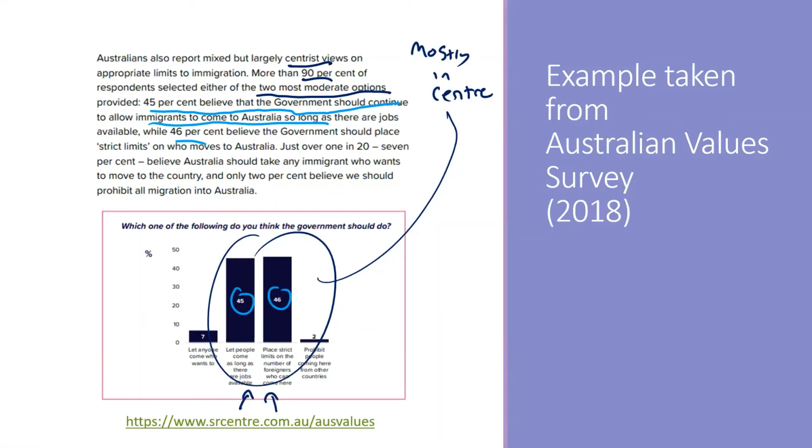So these numbers here, if you add 46 plus 45, shock horror, you actually get 91, not 90%. That doesn't mean that we've actually got a problem here, because if you read that, it says more than 90%. And 90% is just a good number to choose. It said more than 90%.